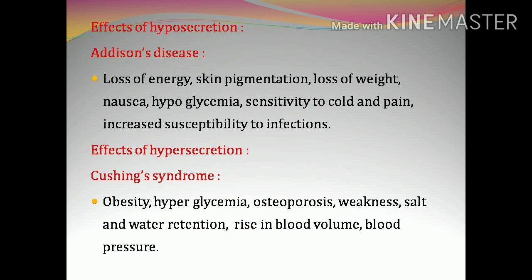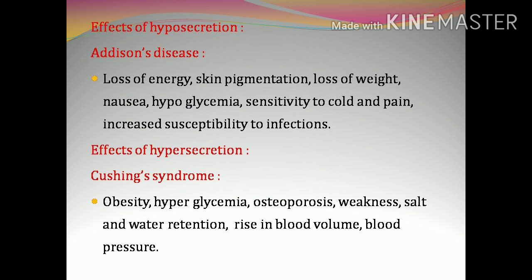Nausea. Nausea means a little bit of headache, a vomiting sensation. Sensitivity to cold and pain means they cannot tolerate the cold and pain. If there is a little cold, they cannot tolerate it. Increased susceptibility to infections means their body will catch an infection very fast and easily, because they have low immunity power. So the disease-causing germs affect their body very fast. So these are the symptoms of Addison's disease.